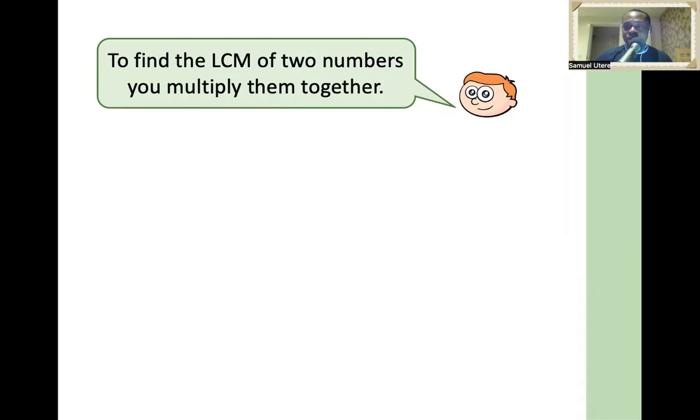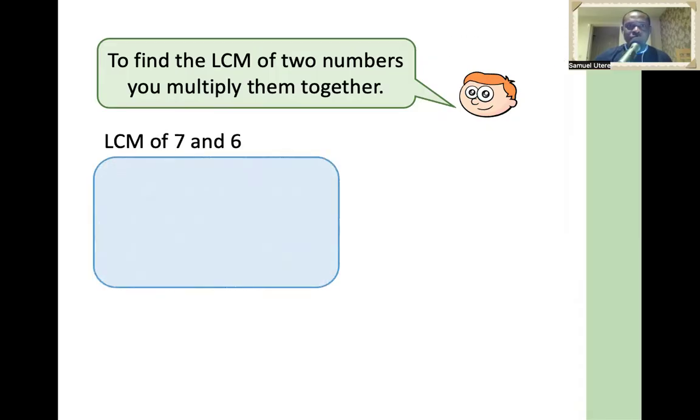Okay, let's do another example. Here, let's call him Charles. He says to find the LCM of two numbers, you multiply them together. Well, he's made a very strong generalization, but let's test it.